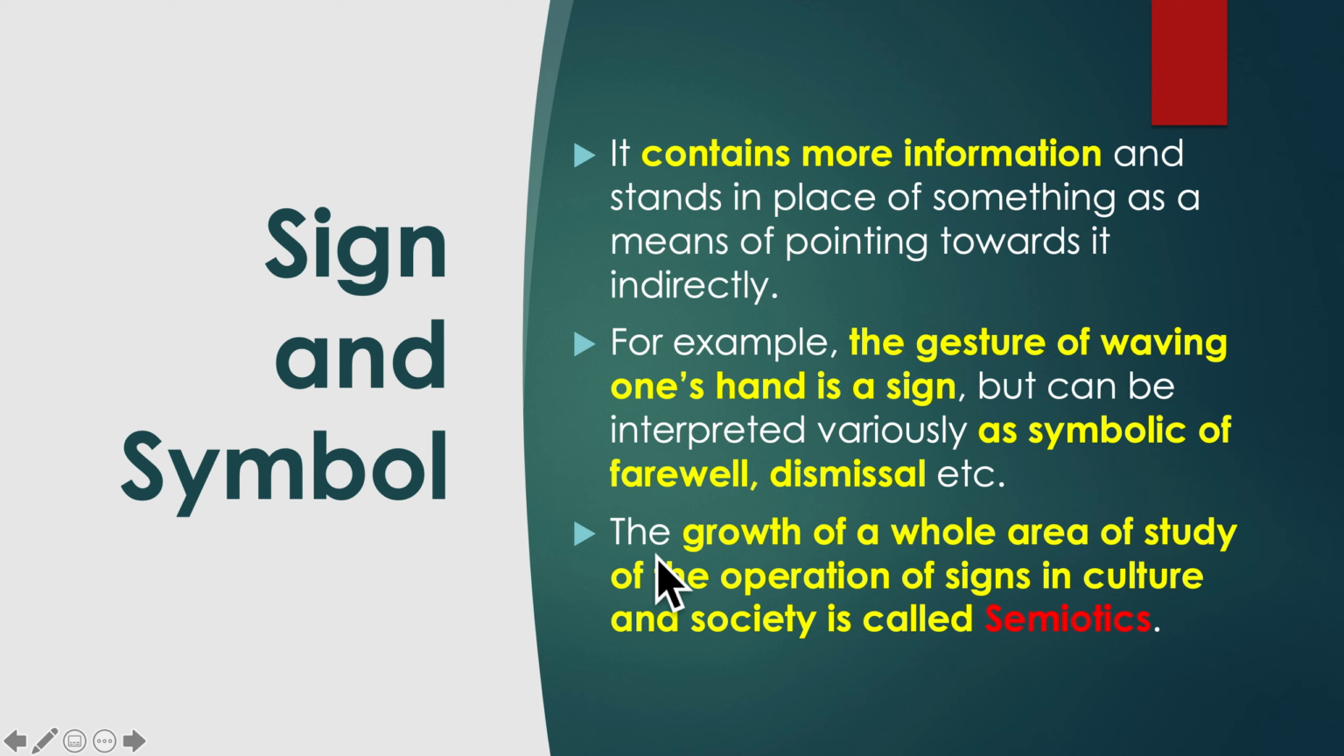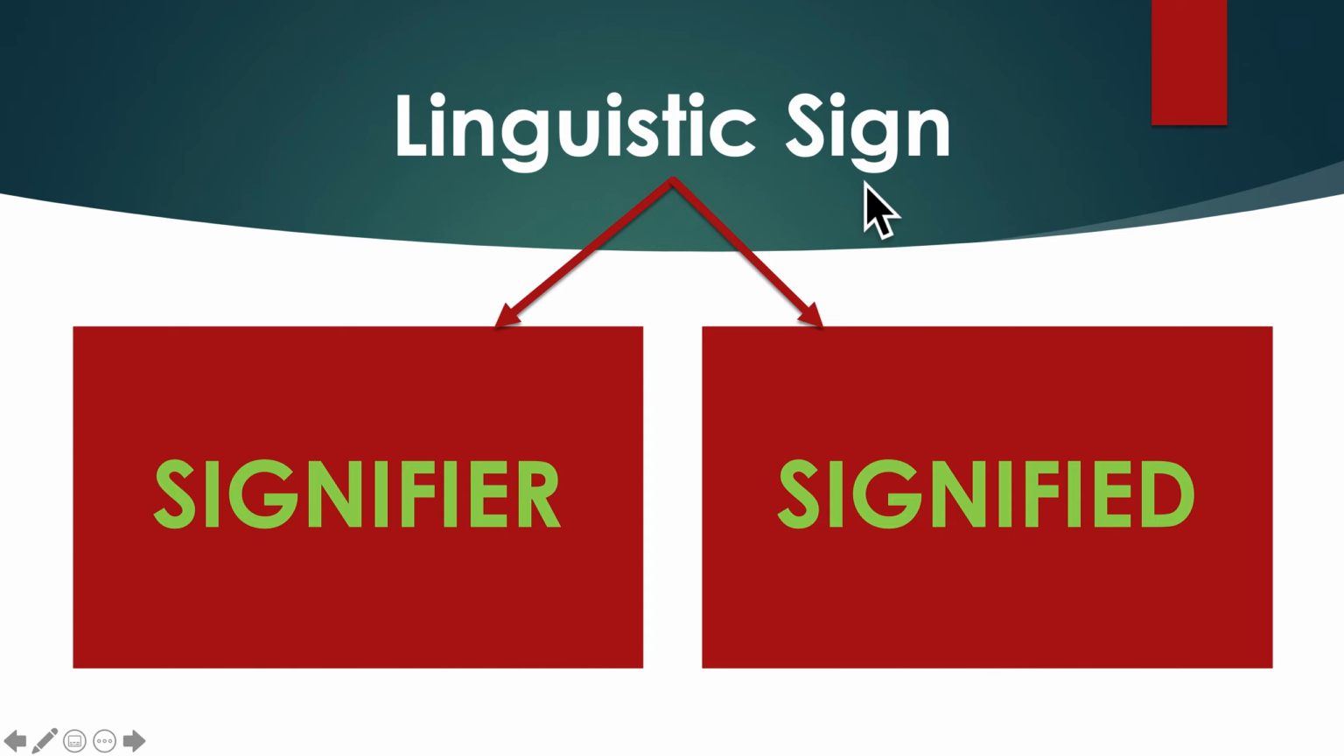Next, the growth of a whole area of study of the operation of signs in culture and society is called semiotics. So, semiotics is another branch of study, and this term means the whole area of study of the operation of signs in culture and society. Okay, this is the definition of semiotics. And every culture has its own way of operation of signs. It is culturally oriented.